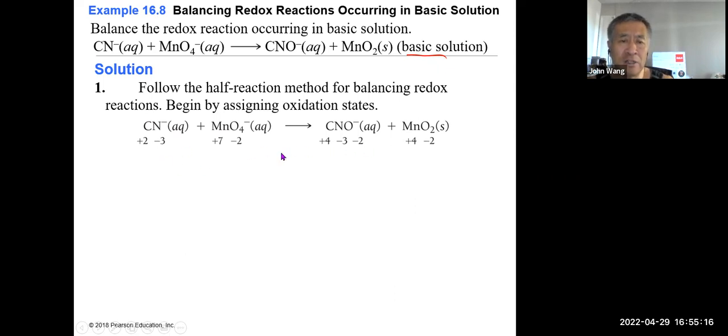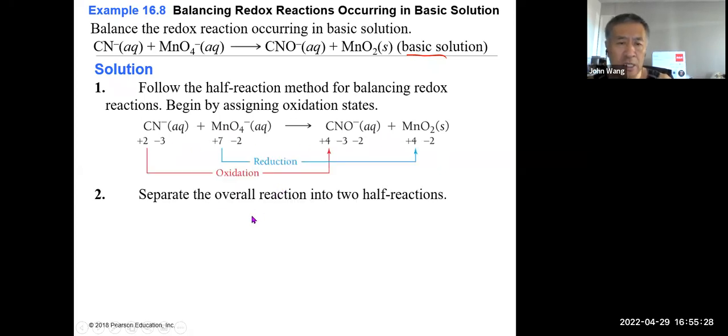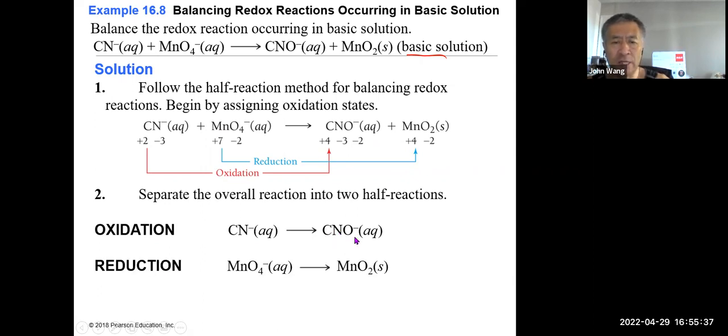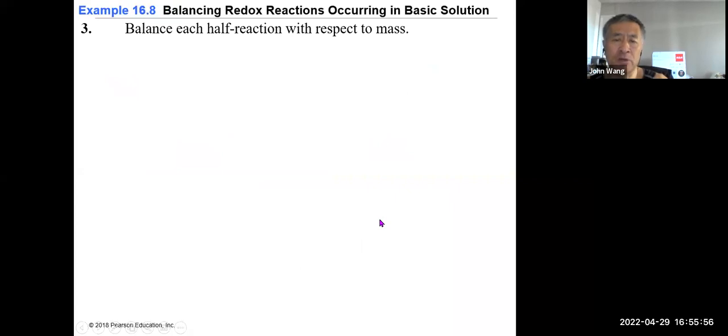So the result is here, and we can see the carbon's oxidation number increased from +2 to +4. So therefore, we know the species with carbon has been oxidized. So we write the oxidation is for this cyanide ion, CN negative, changing into CNO negative. For the reduction, we have the species with manganese, Mn, because the number for Mn decreases from +7 to +4. Okay, so we have these two equations, and then we are going to balance both of them, balance the atoms, balance the charge.